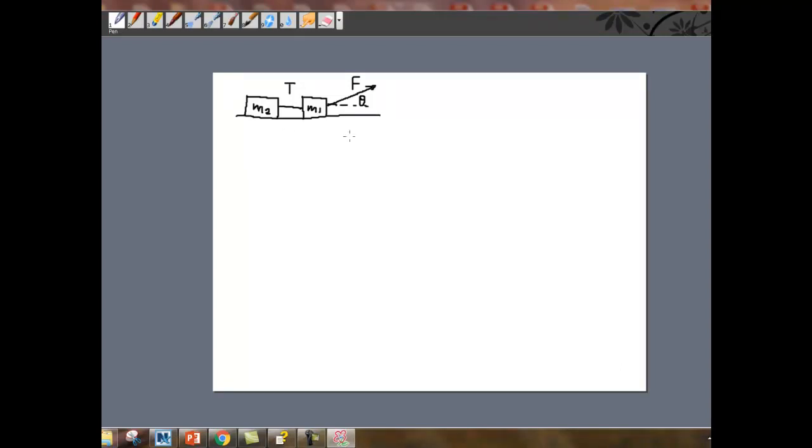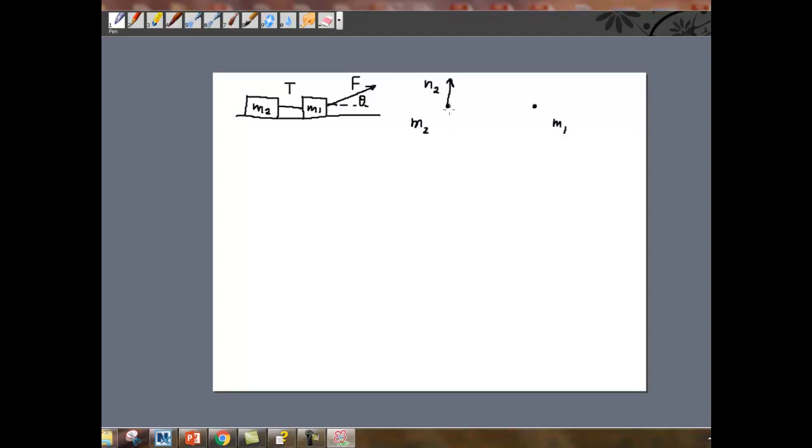Here's the sketch. Now I would like to draw free body diagrams for the two masses separately. So we'll draw a dot for M2 on the left, and then we'll draw a dot for M1 on the right. M2, of course, experiences a force upward from the surface, and we will call that N for normal force, but we'll call it N2.